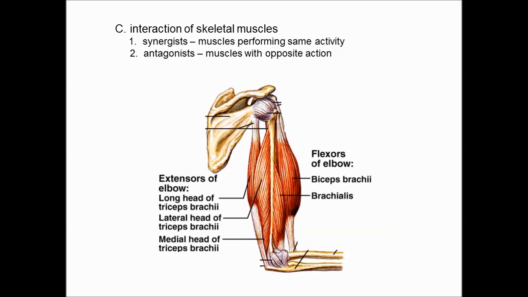Synergists and antagonists. Synergists are muscles that do the same action, like extension or flexion or whatever, where antagonists do the opposite activity. So the biceps brachii and the brachialis are both synergists, where the antagonists could be the flexors and extensors. For the biceps it would be the triceps. So those are muscles with the opposite action.